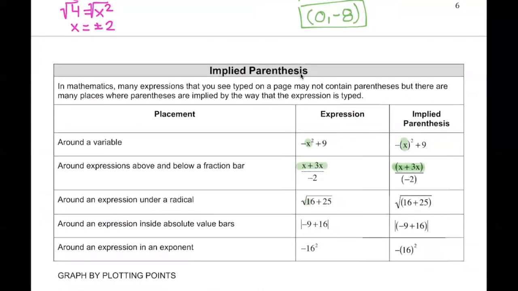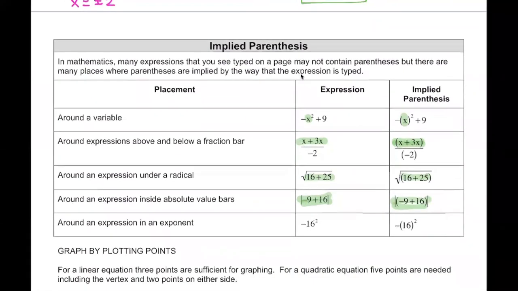Under a radical, those two pieces go together. Also around absolute values. And then finally, the expression in an exponent. Notice here though, if they wanted the negative sign included, you'd have to have parentheses around the negative. If they don't include it to begin with, then it's just the 16 that's in parentheses. That would end up being a negative number.